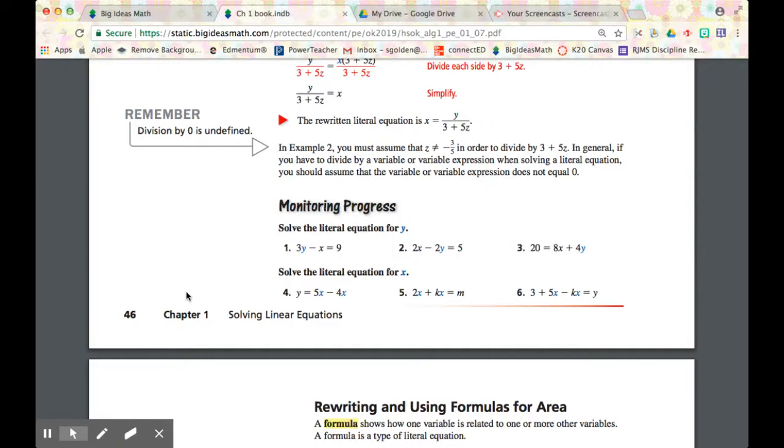I want you to try problems 1, 3, and 5. So 1, 3, and 5. Make sure you solve for what they say for. On 1 and 3, it says solve the literal equation for y. And then on number 5, you're going to solve for x. Okay, so pause the video, attempt those problems, and then I'll work them out on the board for you.